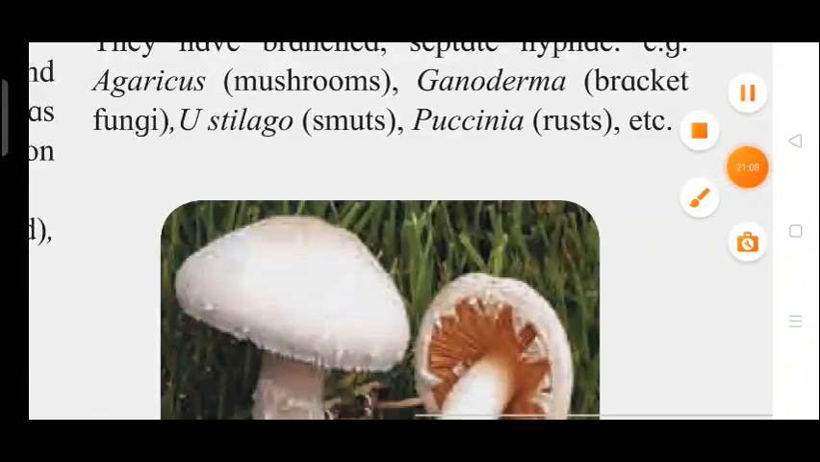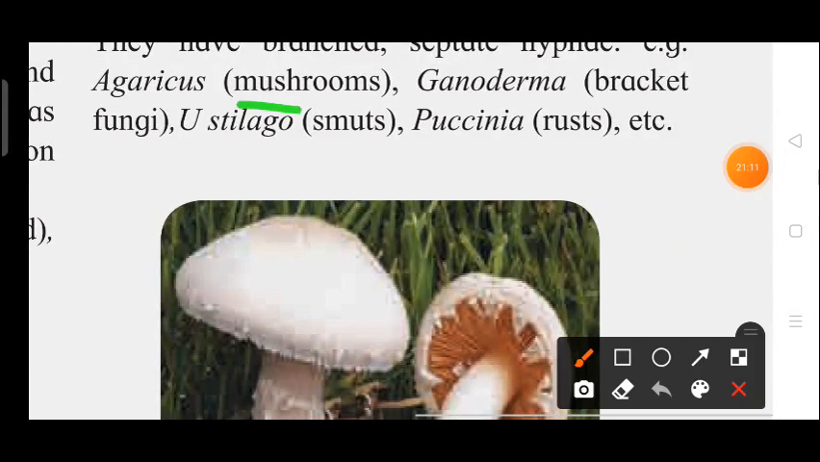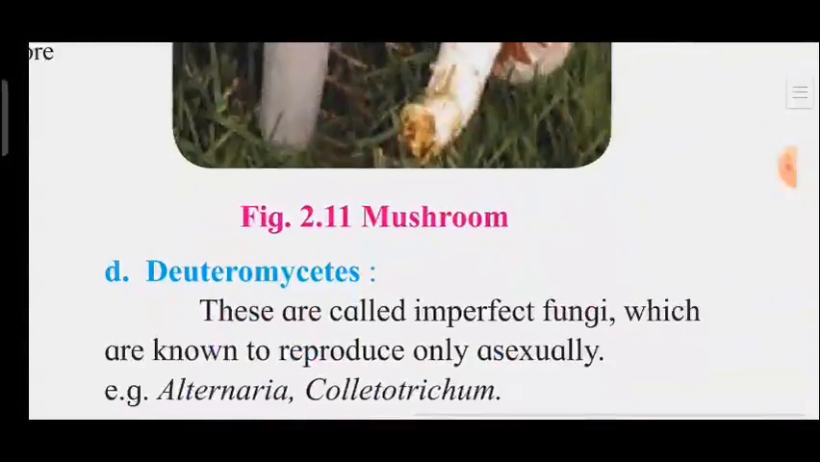This is the specimen of mushroom, or Ganoderma, the bracket fungi, or Ustilago, smuts, and Puccinia, rusts. These are the examples of Basidiomycetes.